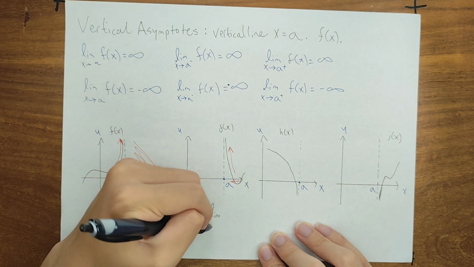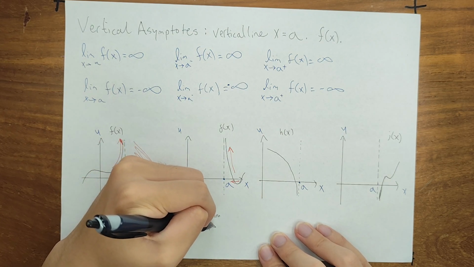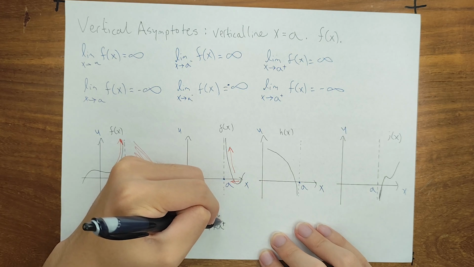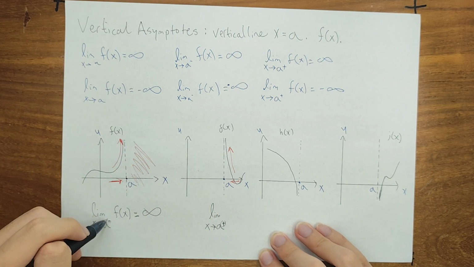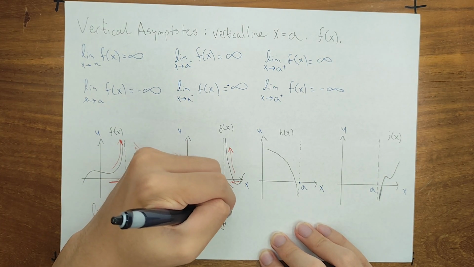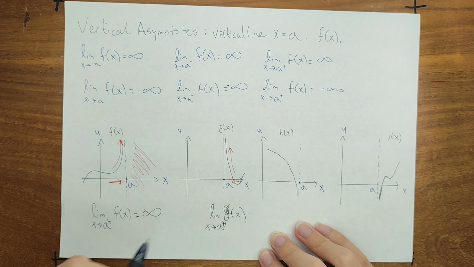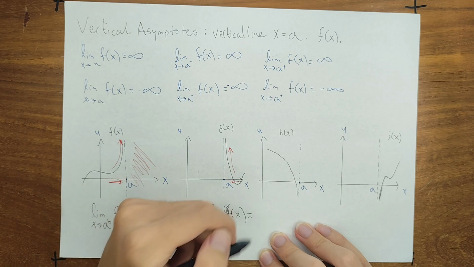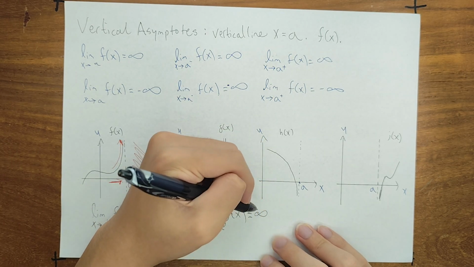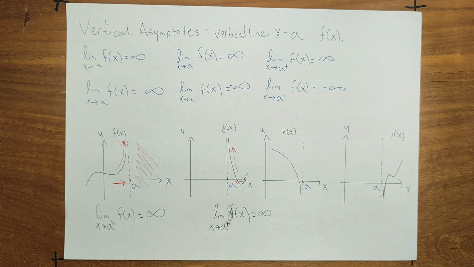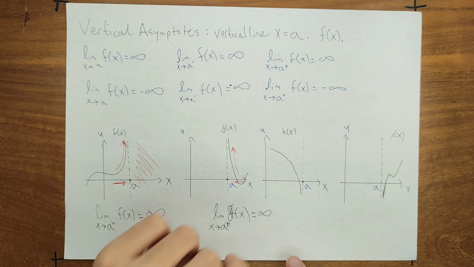So the limit as x approaches a from the right-hand side of g(x) is approaching infinity. So we've covered all the cases where it's approaching infinity. Now let's see cases where it is negative infinity.